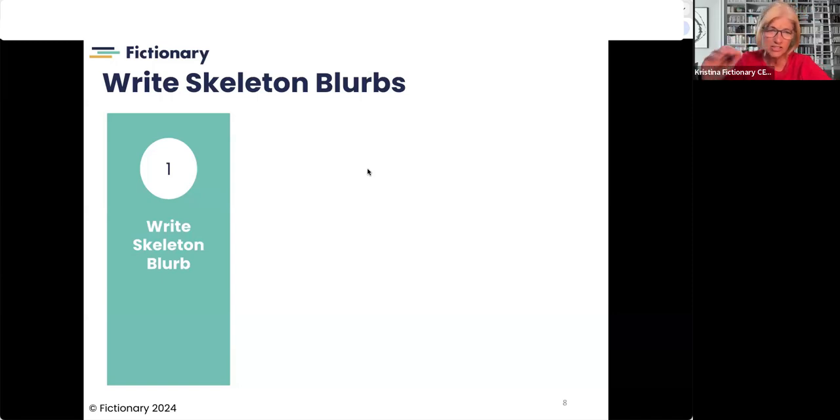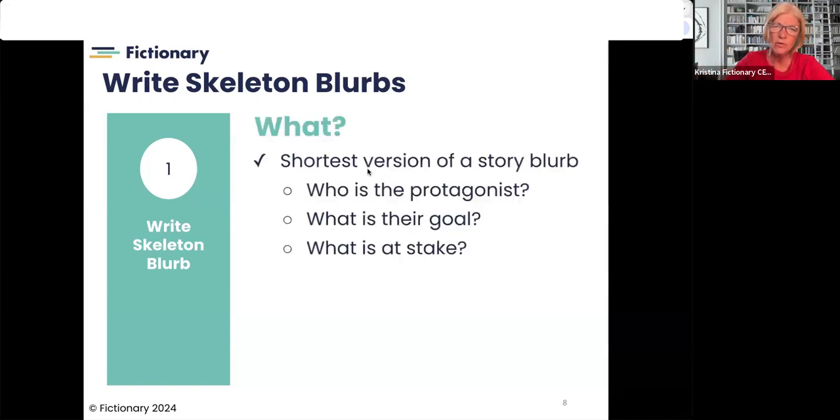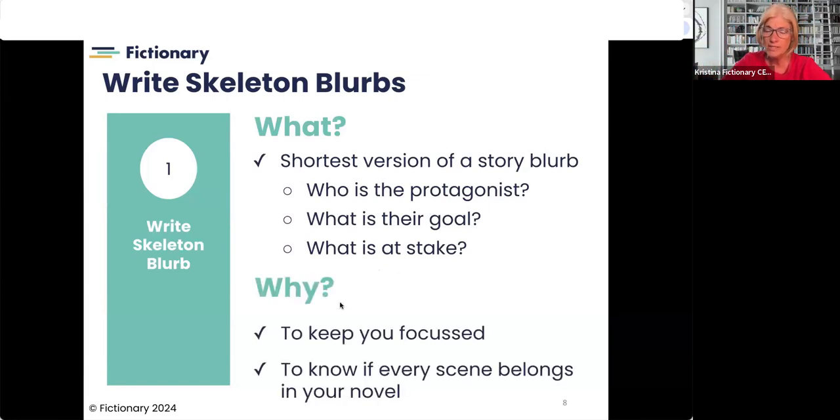Blurbs are a tool just for you, the writer. Nobody else needs to see this. It's different from your book description. It's for you to stay focused on your book. So it's the shortest version of who's the protagonist, what's their goal, what's at stake, and it's to keep you focused, and to ask yourself, does every scene belong in my novel?